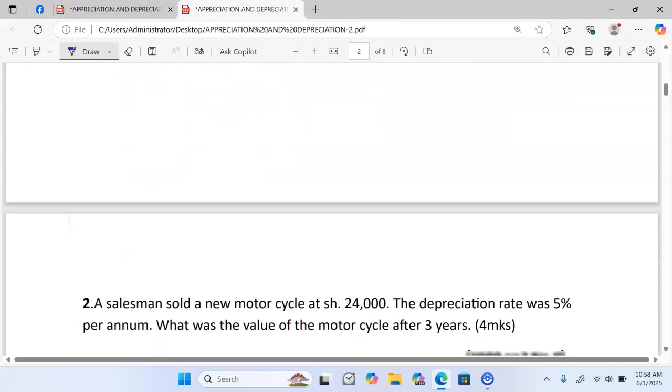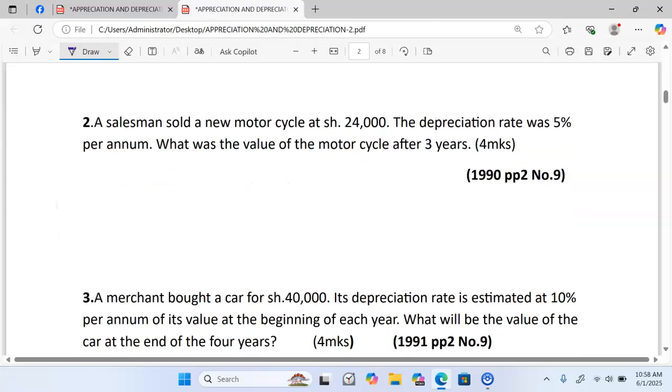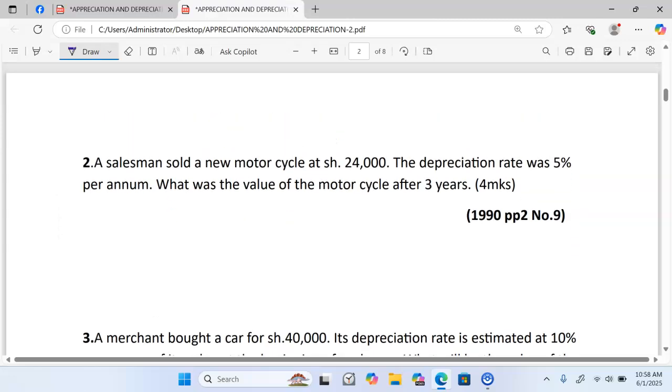We are moving to the second question, which is again on depreciation. And the question we have reads, a salesman sold a new motorcycle at 24,000. The depreciation rate was 5% per annum. What is the value of the motorcycle after 3 years?